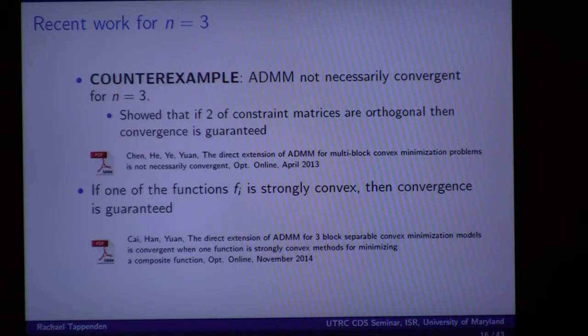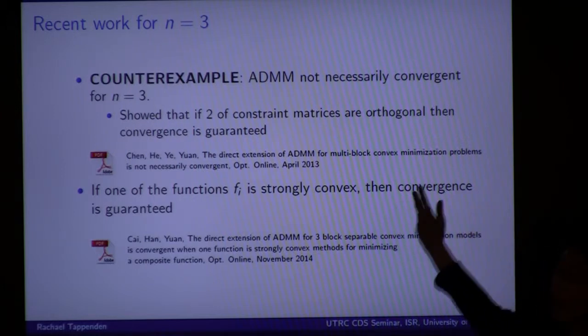Recent work for n equals 3 gives a counterexample: ADMM is not necessarily convergent when n is equal to 3. So if you've got a sum of 3 functions in your objective, just doing a naive change in your ADMM, where you would minimize your first block, your second block, your third block, then a multiplier update, is not guaranteed to converge. Okay? So black mark, can't do that. However, if 2 of the constraint matrices, so we've got this A1, A2 and A3 now, if 2 of those constraint matrices are orthogonal, then convergence is guaranteed.